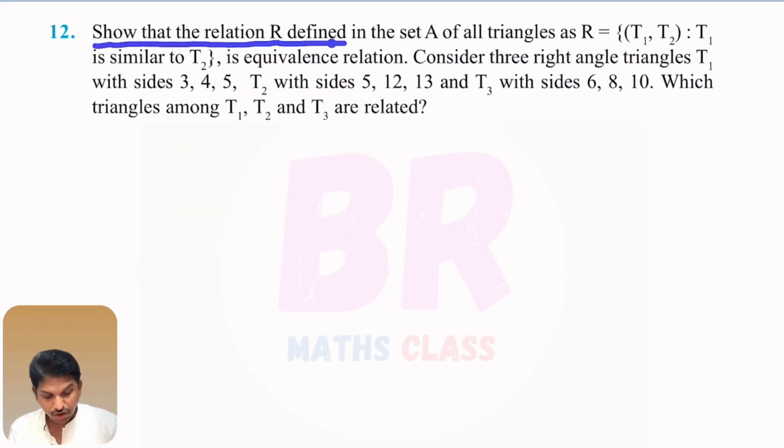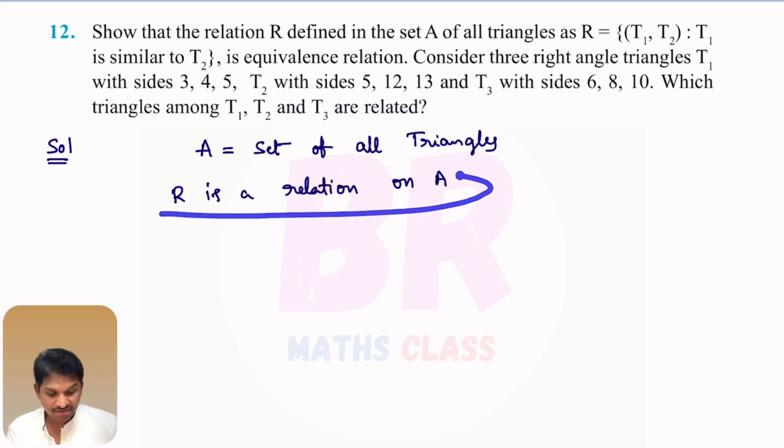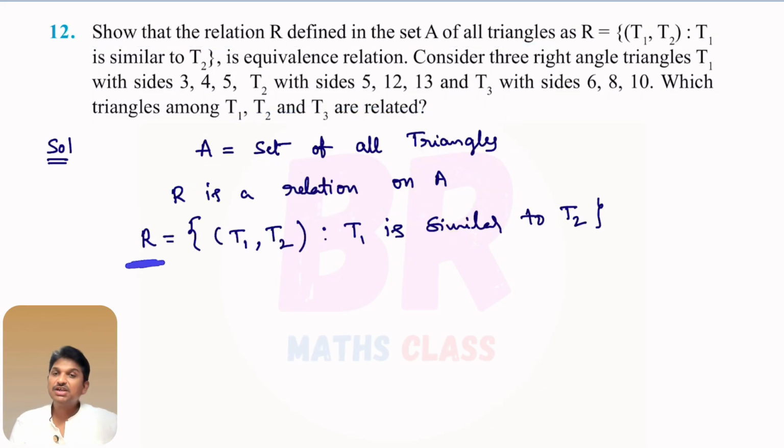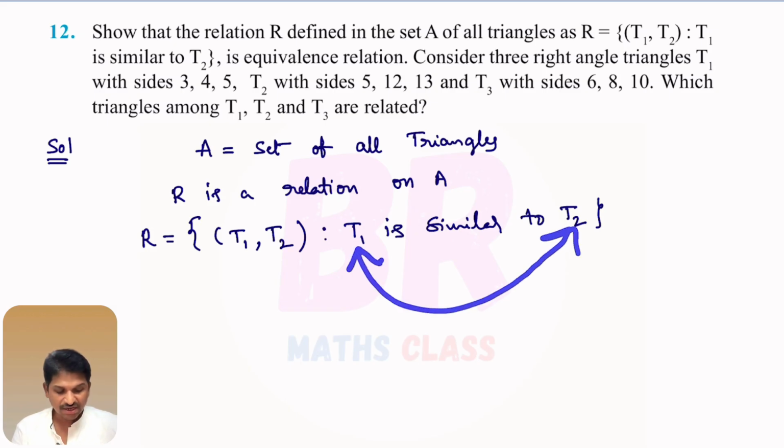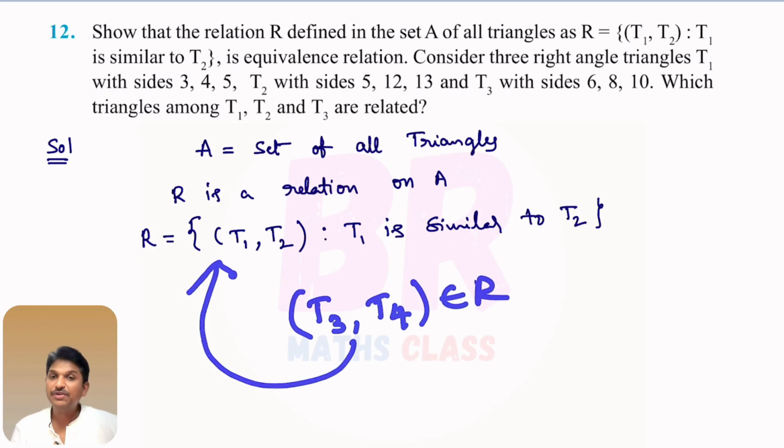Show that the relation R defined on set A of triangles. That means A is the set of all triangles, and R is a relation on A. R is defined such that the ordered pair T1, T2 belongs to R if T1 is similar to T2. If triangle T1 is similar to T2, then T1, T2 belongs to R. Suppose T3, T4: when does this ordered pair belong to the relation? If triangle T3 is similar to triangle T4, then T3, T4 belongs to R.